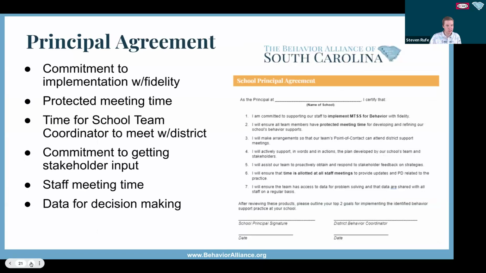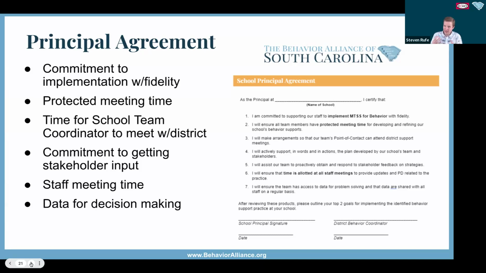On the next slide, we talk a little bit more about that principal agreement. The principal agreement highlights are that they're really going to dedicate protected meeting time, so at least 1 hour a week for the school team to meet. There's also going to need to be dedicated time for that school team coordinator to work with you as the district team to make sure you're meeting with them.